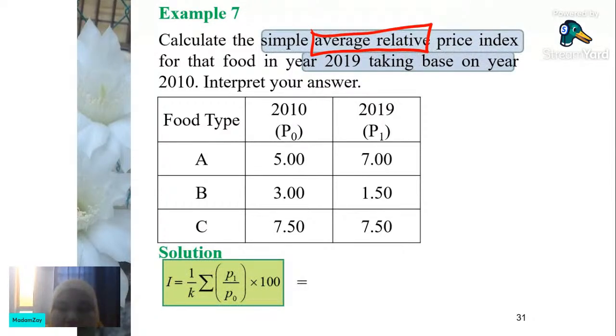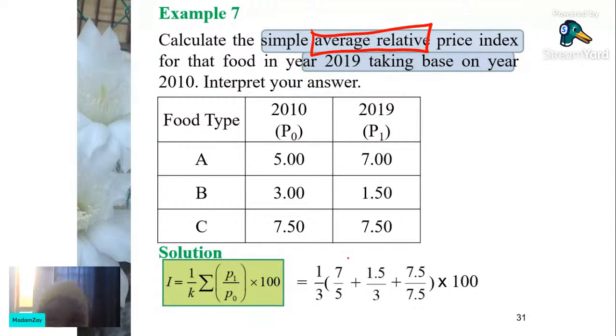So our P1 is in 2019 because the base is in 2010. So the ratio for each of the items, we have P1 over P naught. So we have 7 over 5 plus 1.5 over 3 plus 7.5 over 7.5. Notice that we have the ratio for each of the items: food A, food B, food C. We total up the summation of everything and divide by 3. Multiplying by 1 over K means that we divide by 3 items because we have 3 items here. So multiply by 100, we get the answer equal to 96.67.